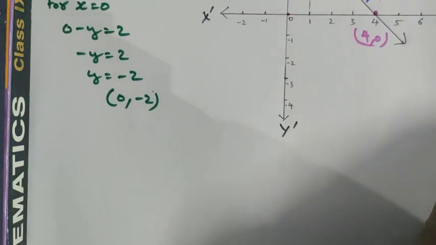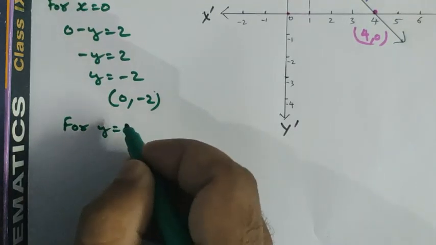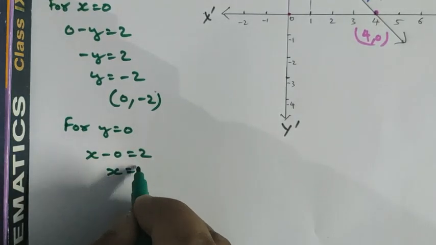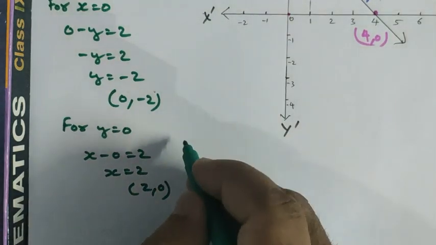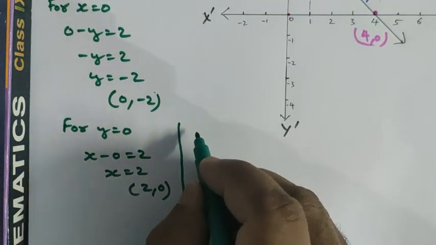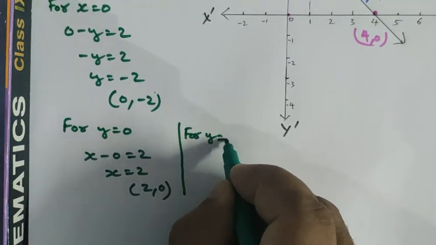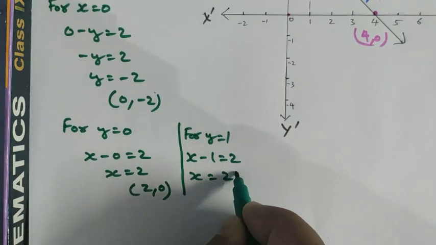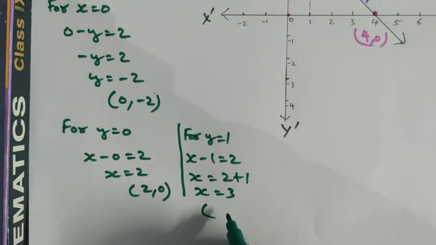Now we will move to the second pair, taking y equals to 0. So x minus y, that is x minus 0 equals to 2, x equals to 2. Second solution pair will be 2 comma 0. Now we can take the third pair, for example for y equals to 1. So x minus 1 equals to 2, x equals to 2 plus 1, x equals to 3. Third solution pair will be 3 comma 1.